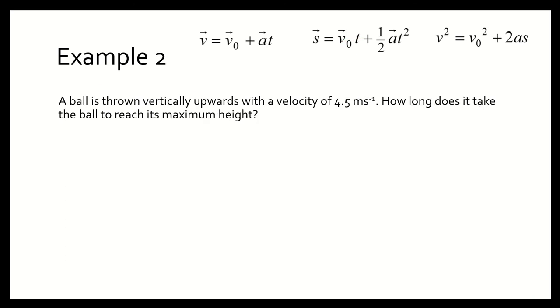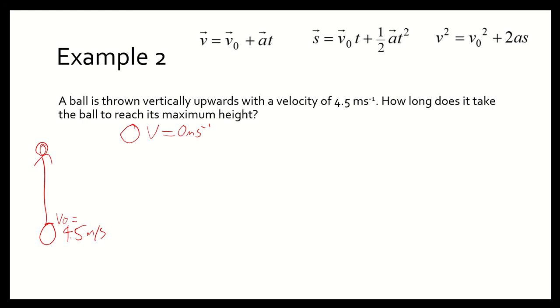Next question, example. The ones that I'm giving you are going to be mostly vertical motion problems. A ball is thrown vertically upwards with a velocity of 4.5 meters per second. How long does it take the ball to reach its max height? So we want to find it at its max height. If you throw a ball up into the air and it reaches its max height, what's the ball going to be doing at the top of its flight? It's going to be stationary for a split second. So its final velocity is going to be 0 meters per second. Its initial velocity is the 4.5 meters per second.